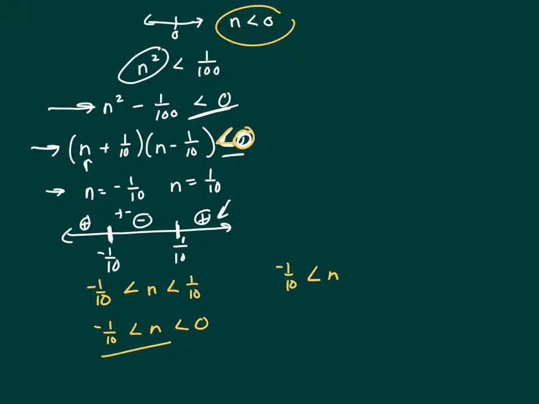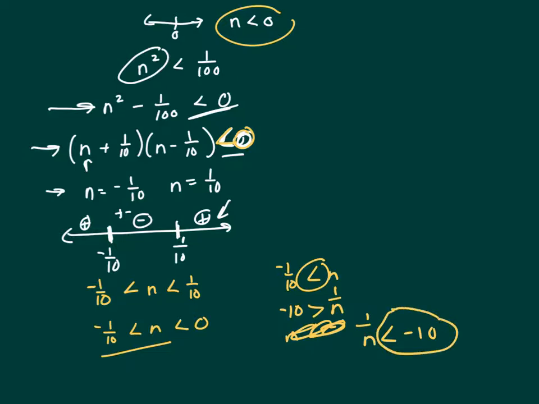Let's just pull off this piece here. If we take the reciprocal, that's going to be negative 10, and it's going to flip the inequality, whenever you take 1 over n, the reciprocal. So that means that the reciprocal of n is less than negative 10. I should have phrased that last part better: the reciprocal of n is less than negative 10, and that's what I'm trying to find. So your answer is A.